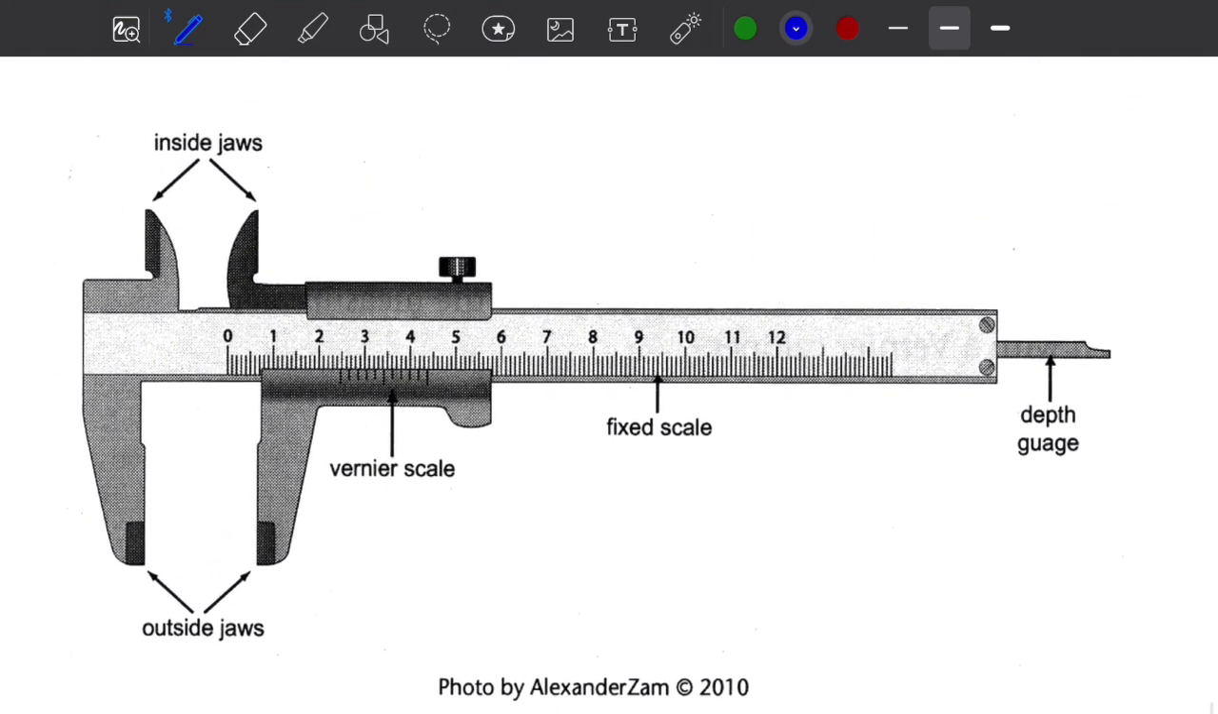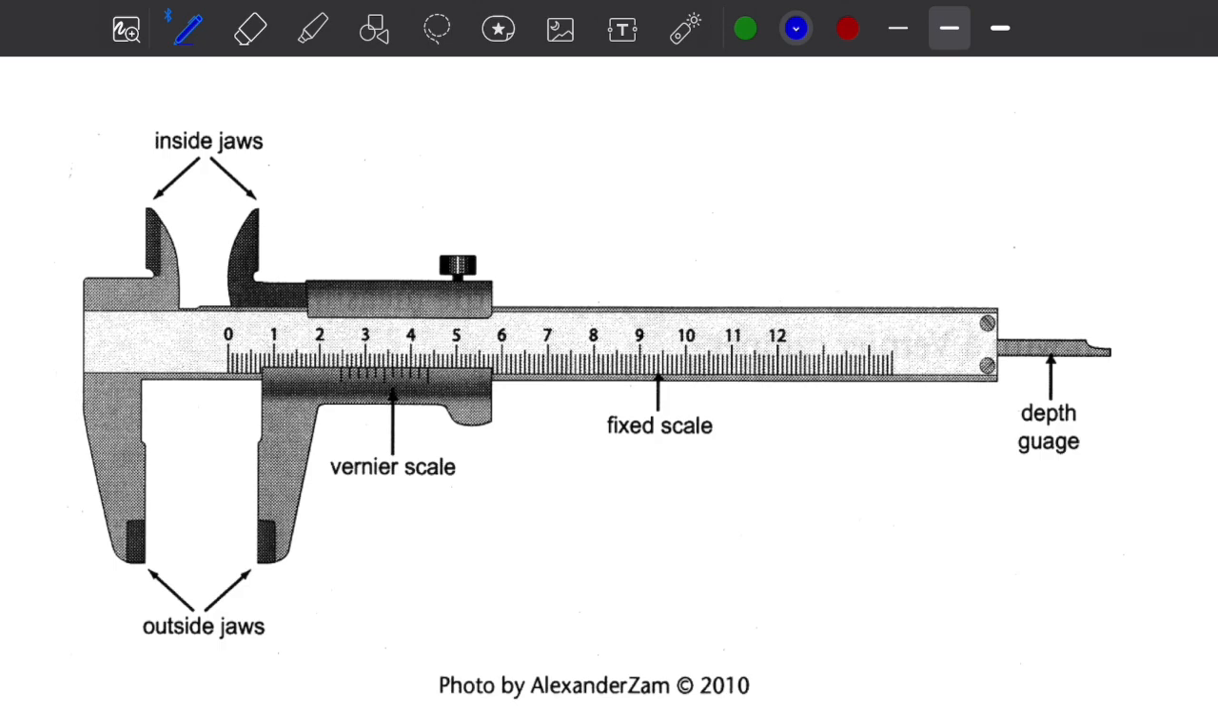So the first step is for you to fit the vernier caliper on your object. By the way, we have several of these at the Spruce Grove Outreach. So if you'd like to come in and try them out, you can definitely do so.